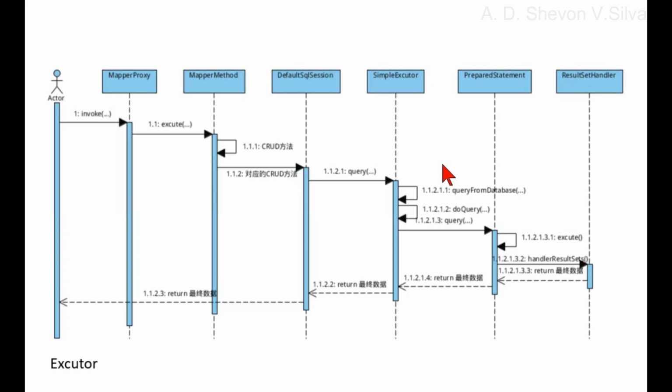It can be seen that if the cache is not enabled, the created executor is only one of three basic types. Batch executor is especially used to execute batch SQL operations. Reuse executor will reuse statements to execute SQL operations. Simple executor simply executes SQL without anything special.